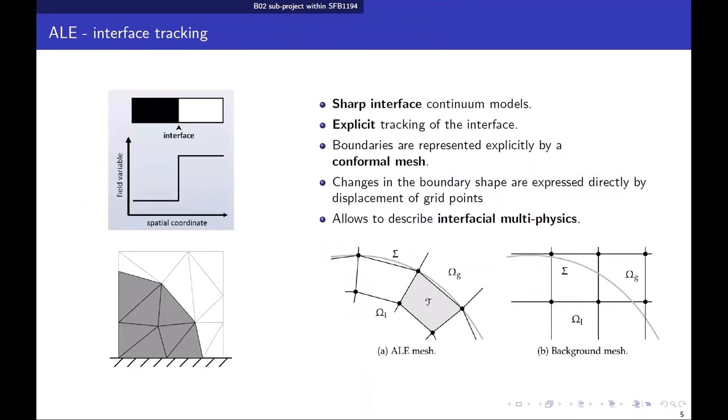So just a short remark on the ALE method. It works in the continuum hypothesis regime with sharp interface models in particular, and the interface is always explicitly tracked. We have conformal meshes on the boundary of the bulk, and the boundary of the bulk itself is the interface.